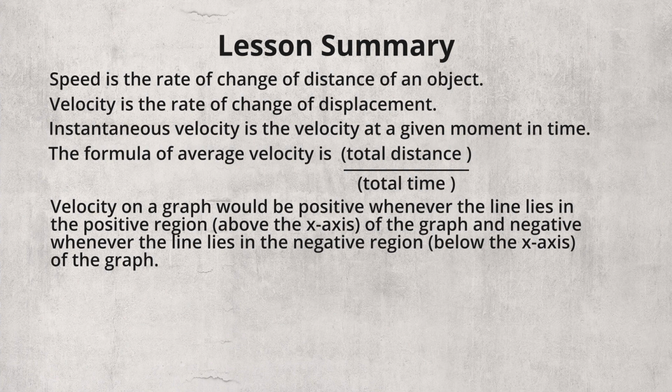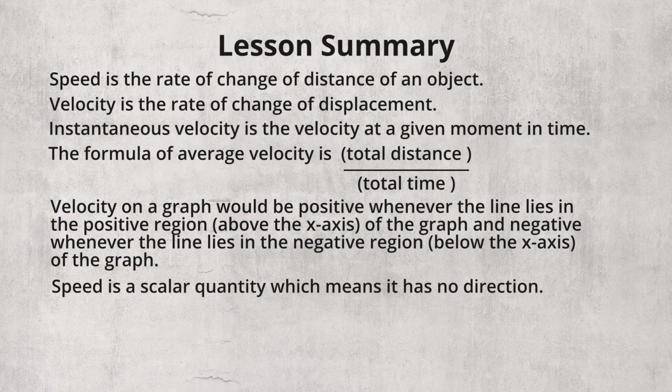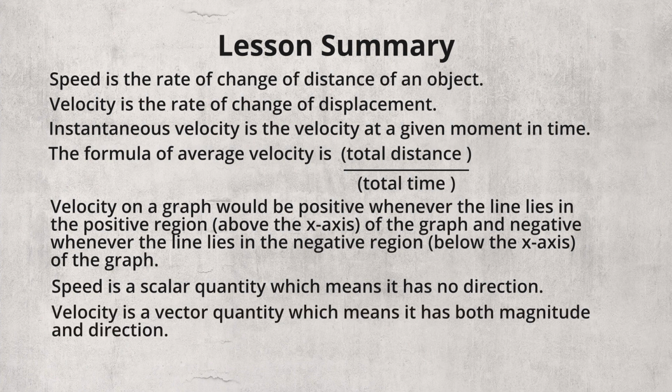Velocity on a graph would be positive whenever the line lies in the positive region above the x-axis of the graph, and negative whenever the line lies in the negative region, which is below the x-axis of the graph. Speed is a scalar quantity, which means it has no direction. Velocity is a vector quantity, which means it has both magnitude and direction.